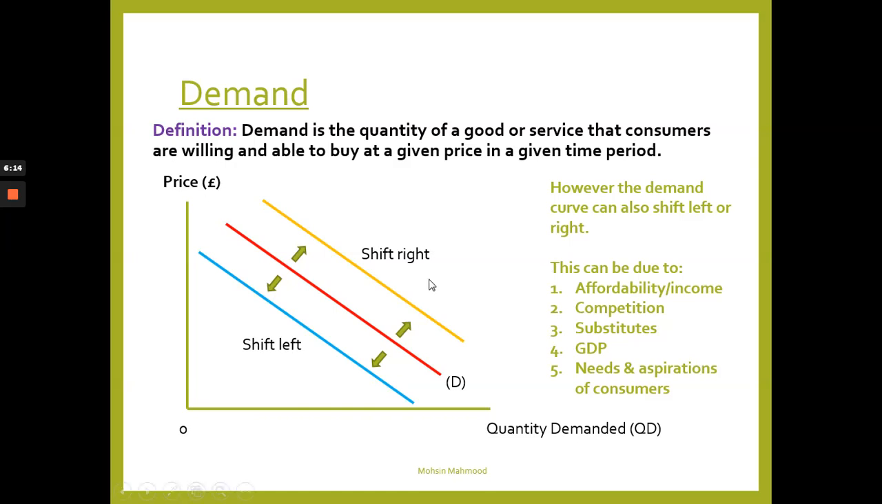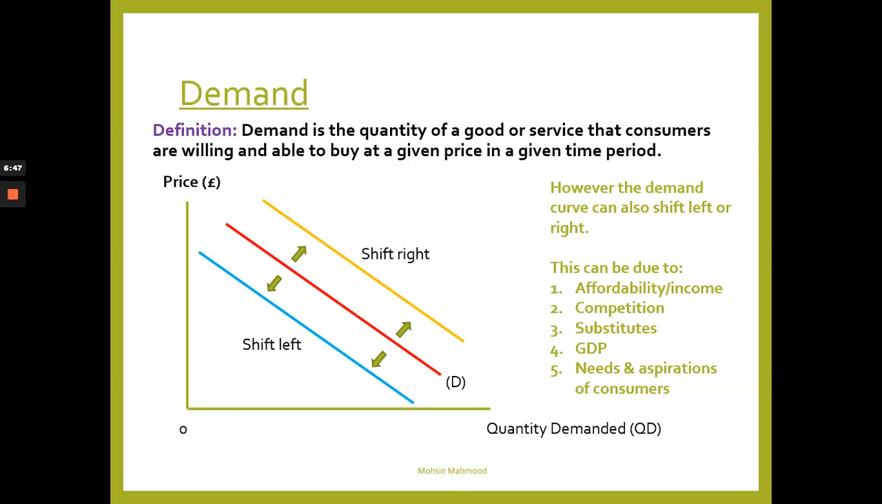Now, the demand curve can also shift left and right, and this can be due to people's affordability. Customers' and consumers' affordability, their income levels, how much they can afford, how much they're getting paid. It can be due to competition, if a competitor enters the market or changes their price. It can be due to substitutes. So, is there a substitute good? Is there a good we can replace our current good with?